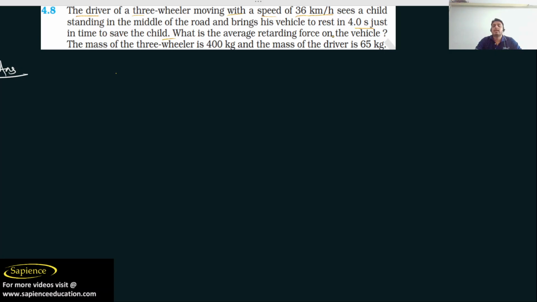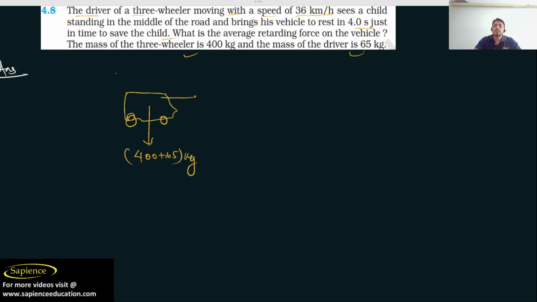What is the average retarding force on the vehicle, if the mass of the three-wheeler is 400 kg and the mass of the driver is 65 kg? So let us consider this is a three-wheeler vehicle, okay? It has mass, how much? Mass should include the driver also. We should consider 400 plus 65, so this is 465 kg, right?